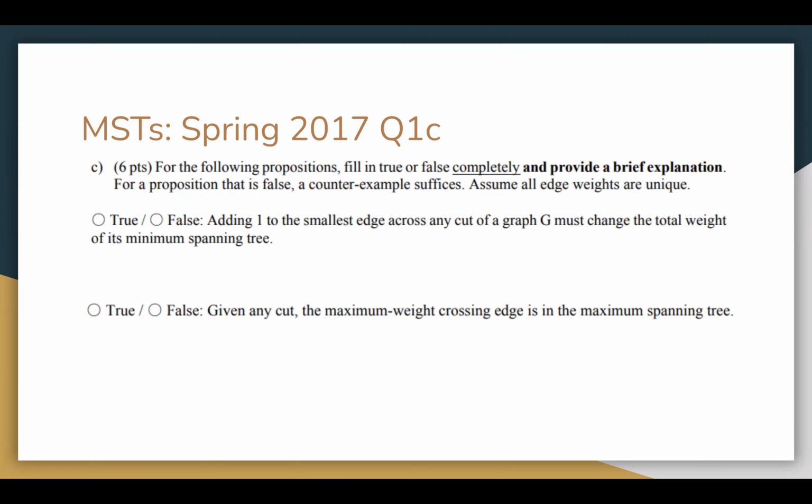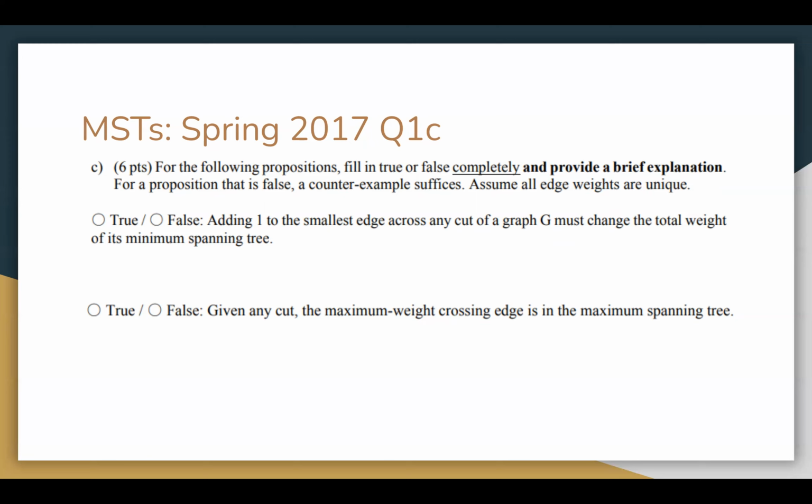Okay. Next question. Adding 1 to the smallest edge across any cut of a graph must change the total weight of the minimum spanning tree. Any ideas? Okay, so the smallest edge, you know by default that it's going to be included in the minimum spanning tree. And so if you're modifying that, the minimum spanning tree is also going to be modified in terms of its weight. And in the other case where it's not included, we're going to be including a larger edge, and so that is still going to change the overall weight of the minimum spanning tree. So that's going to be true.